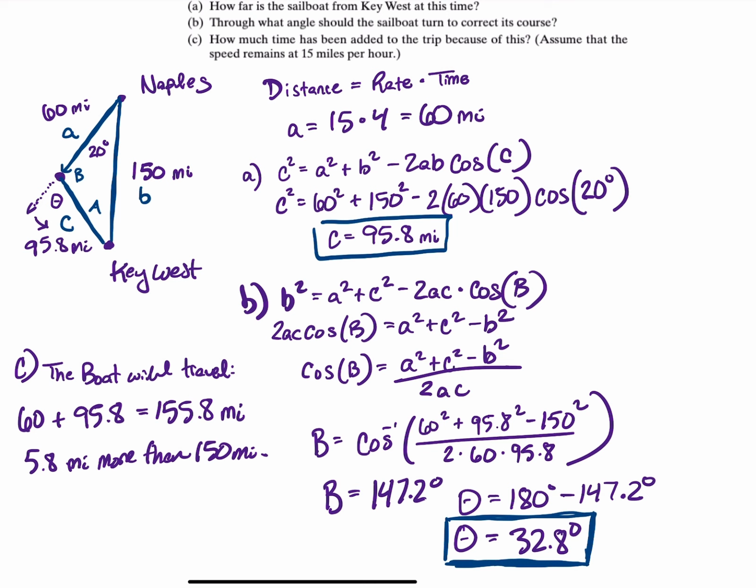We said earlier distance equals rate times time, so we can divide rate over and say time equals distance divided by rate. So it's a distance of 5.8 miles divided by a rate of 15 miles per hour. And I get 0.39, and this is in hours. So if we want to express that in minutes, we just have to multiply by 60. So that gives us 23.2 minutes.